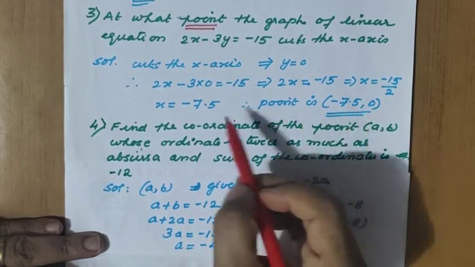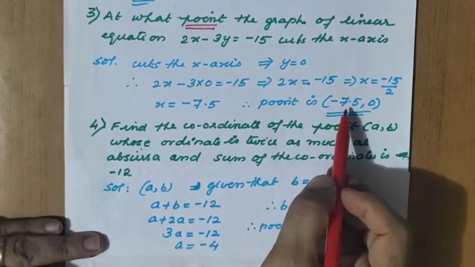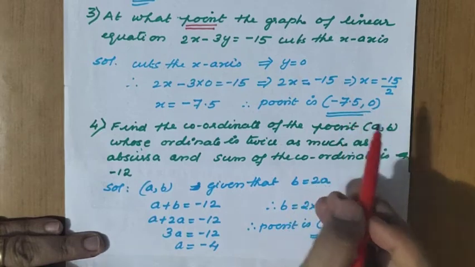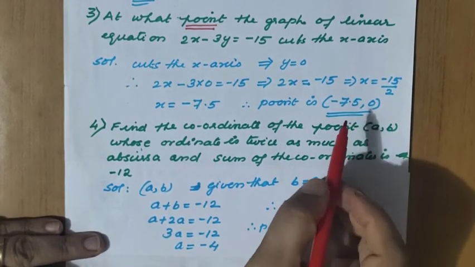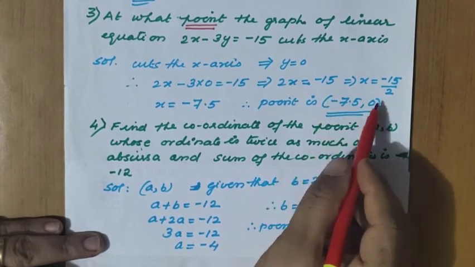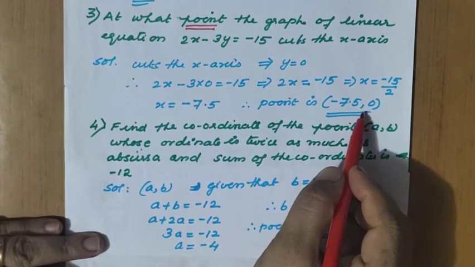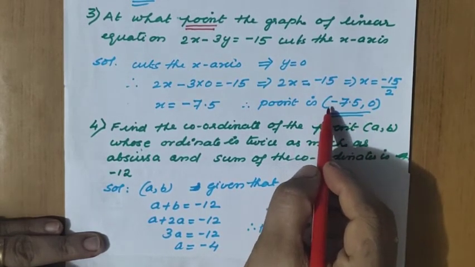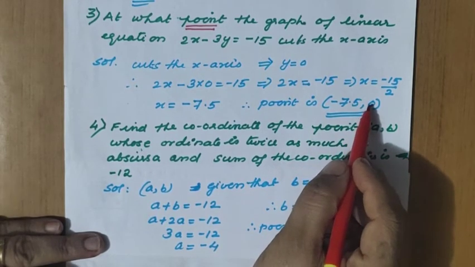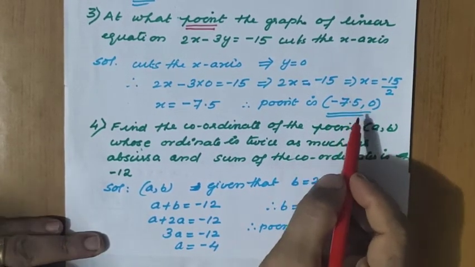Some of you have written x equal to 7.5, and some of you have written the coordinates in the wrong form. The mistake is that you have to put it in an open bracket. It is an ordered pair. So when you are writing the coordinates of a point, we have to write 7.5 comma 0. That means these two values in brackets only.